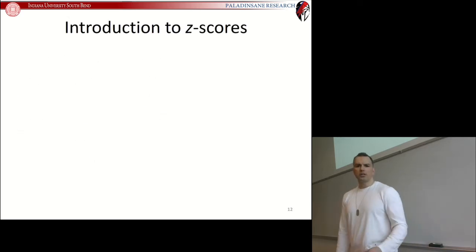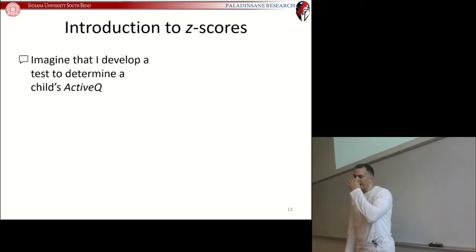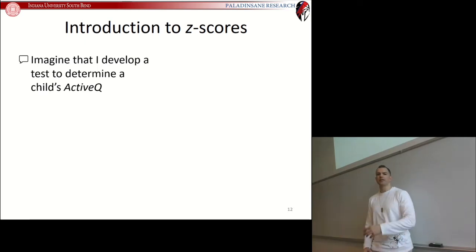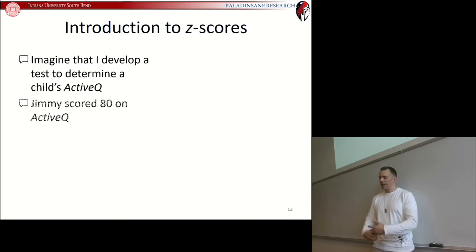All right, let's introduce these Z-scores. So imagine that I was that clinical psychologist and I developed a test to determine a child's activity, and much like an IQ test, I call it Active Q. So it's the active quotient. And that client that came in, his name is Jimmy, and let's say that he scored 80 on my Active Q score. The question we need to ask is, what does that 80 mean?